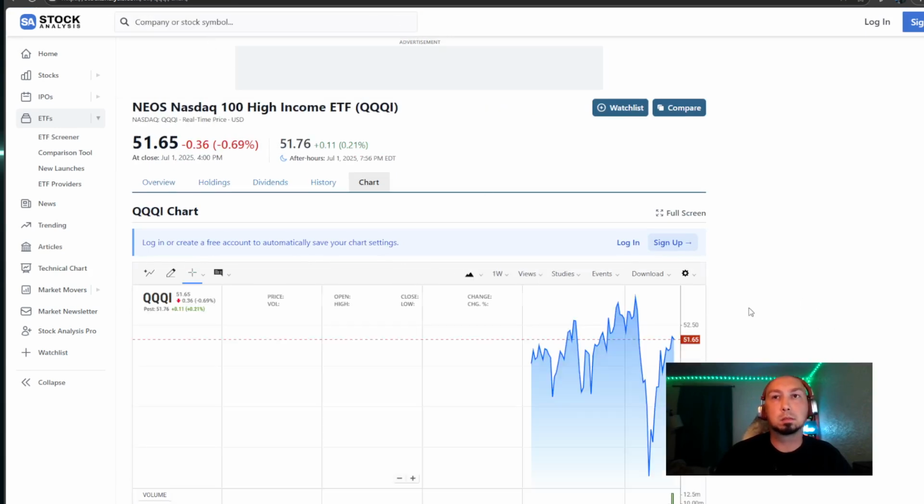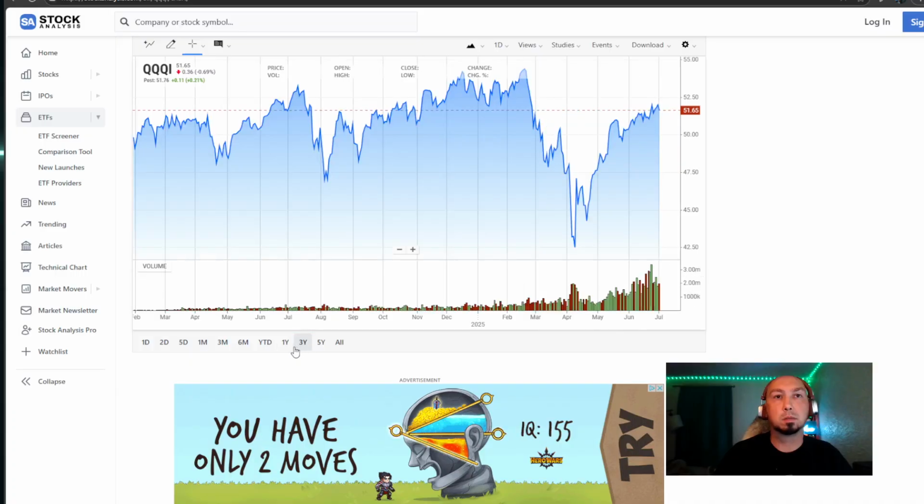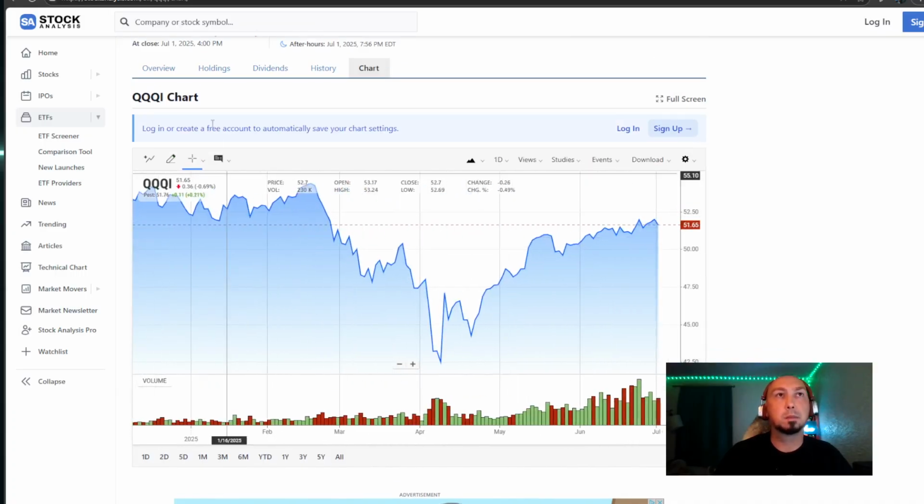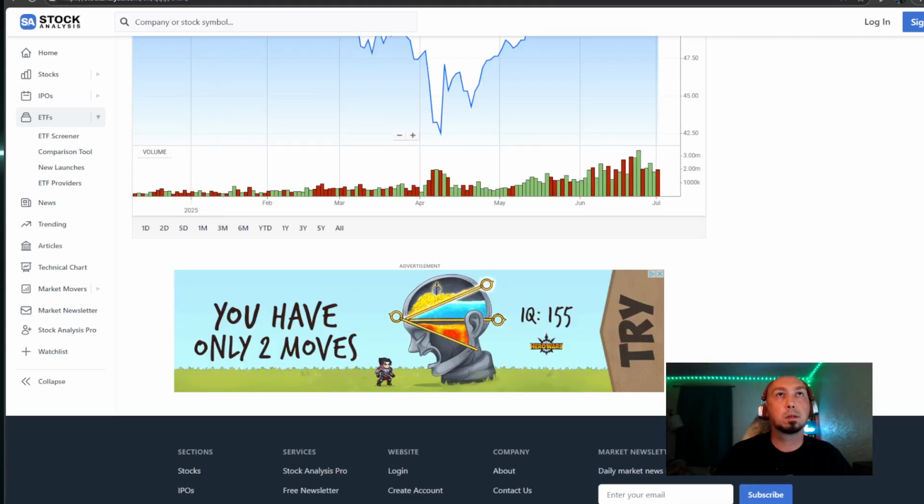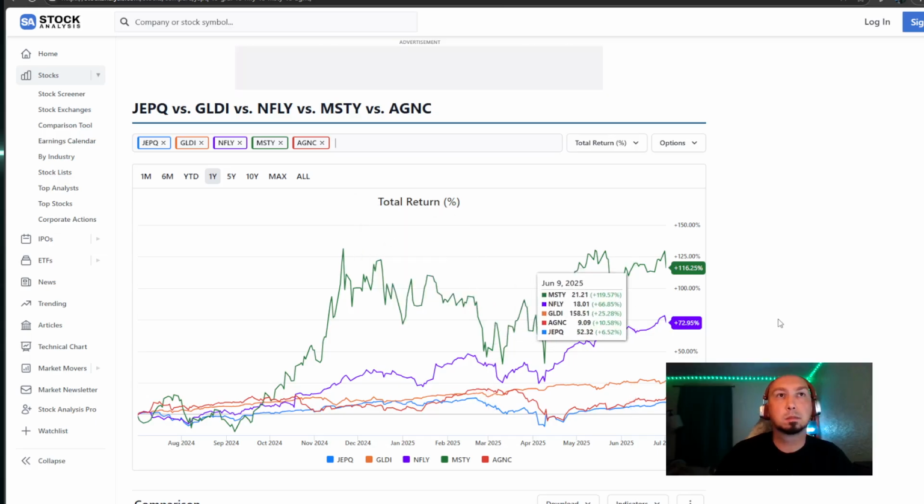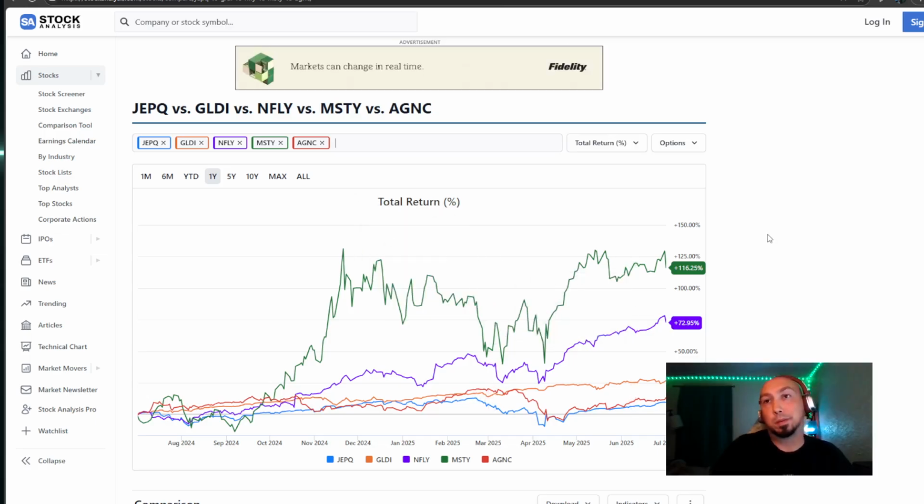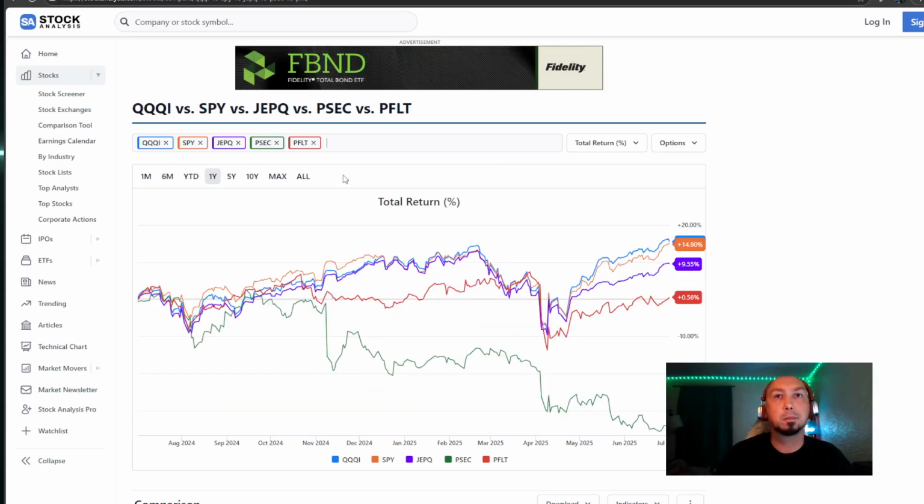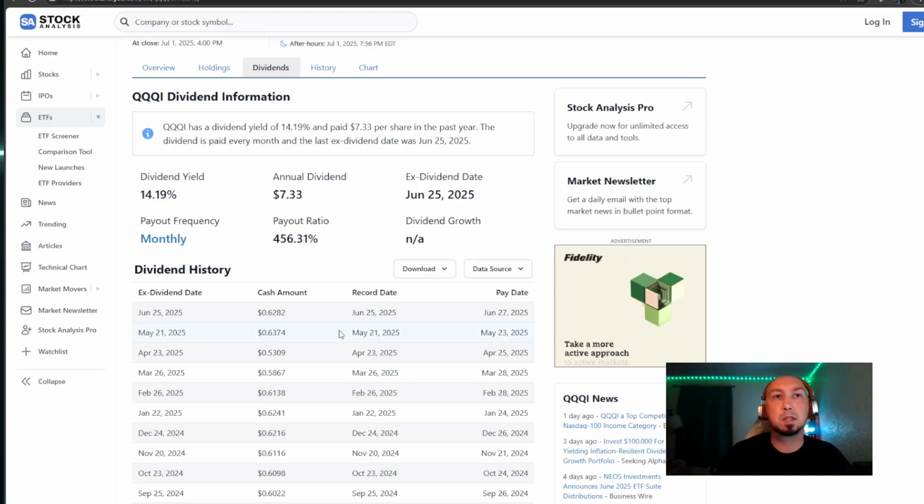QQQI would be one you could do, right? Other than this, did pretty well. Or any of the other ones that follow individual stocks, Netflix, Palantir, even AGNC wasn't too bad, 13%, and GLDI did 26 for this last year. We know that for sure. But just pop some in and see what happens.